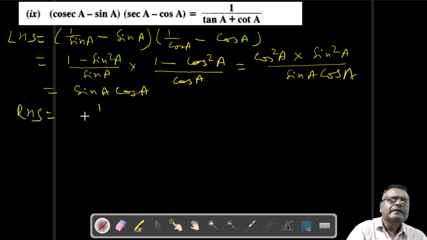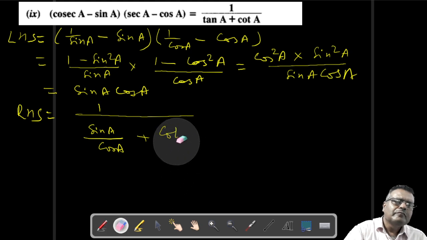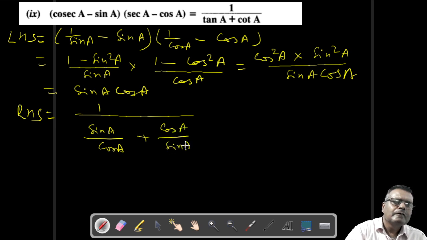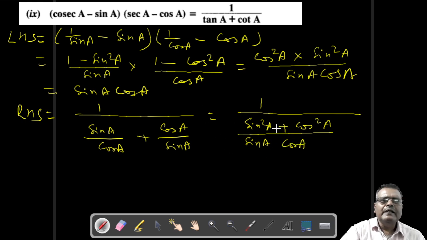1 by tan A plus cot A. Tan A you can write sin A by cos A, plus cot A you can write cos A by sin A. This is equal to 1 divided by sin²A plus cos²A divided by sin A into cos A. So sin²A plus cos²A is 1.